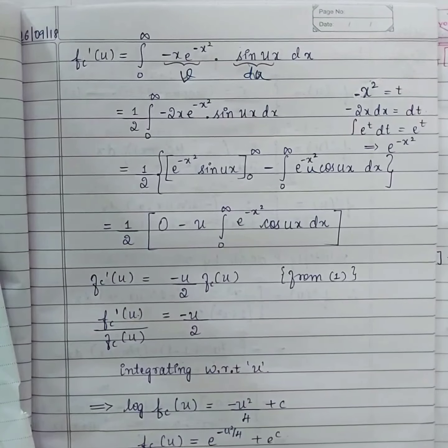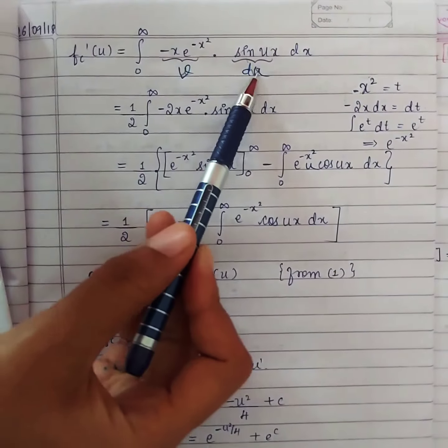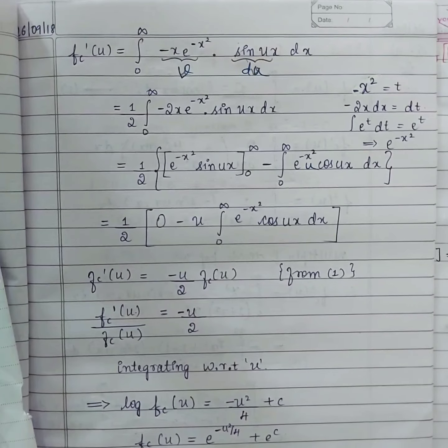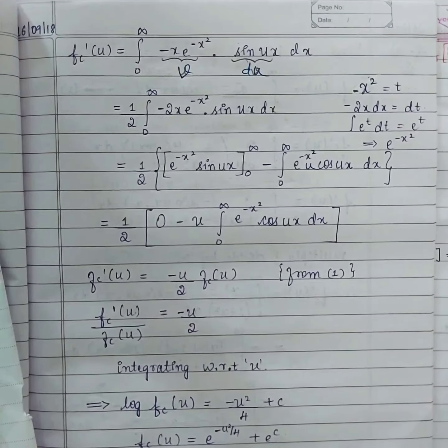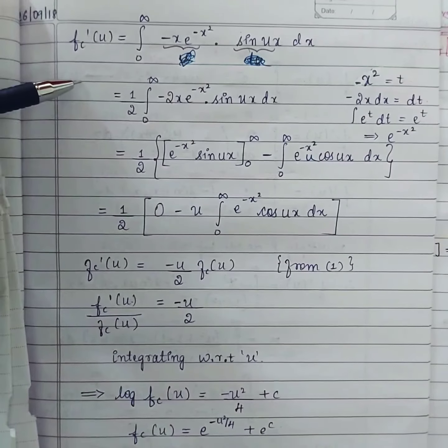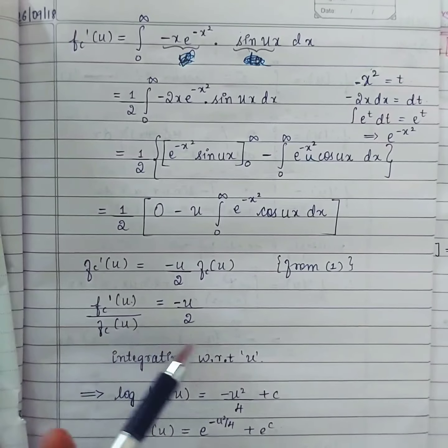So we get this integration, that is integral 0 to infinity minus x e power minus x square into sine ux dx. Now we have to integrate it, so we are going to use integration by parts. Which one is going to be u and which one is going to be dv is the next question. Why? Because the main aim is I want to bring back my question in the right hand side, because left hand side is a derivative. So right hand side, if I get the question, it's easy for me to solve it further down.